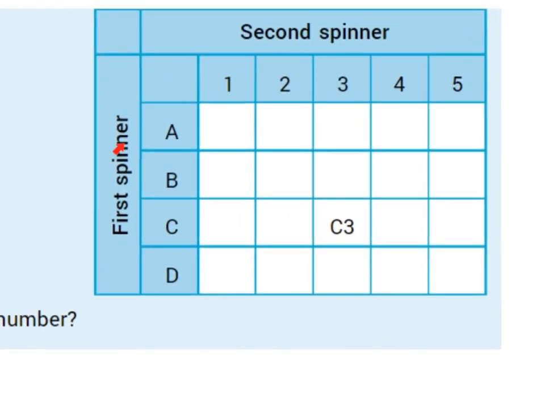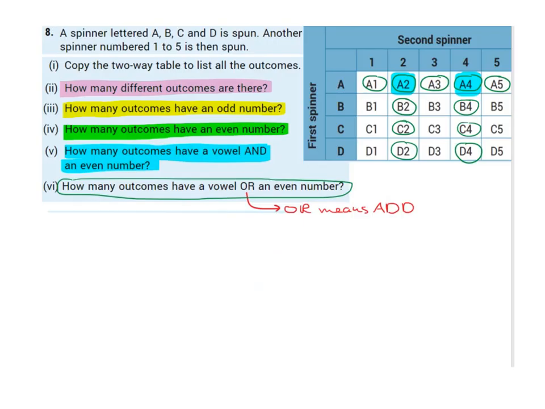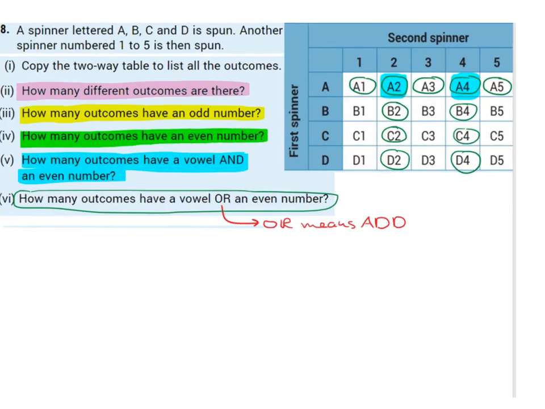So the first spinner, the possible outcomes are A, B, C and D. So you can land on A, B, C or D with the first spinner. With the second spinner, you can land on 1, 2, 3, 4 or 5. So this one is already done for us, so C3. This means we landed on C for the first spinner and we landed on 3 for the second spinner. So you need to fill in the other blanks. So here is my two-way table filled in. So let's have a look at this a bit closer.